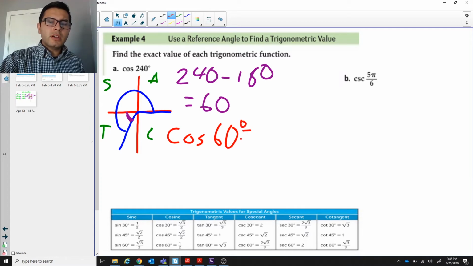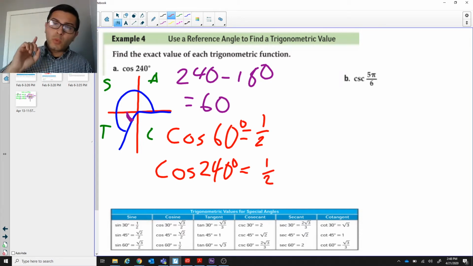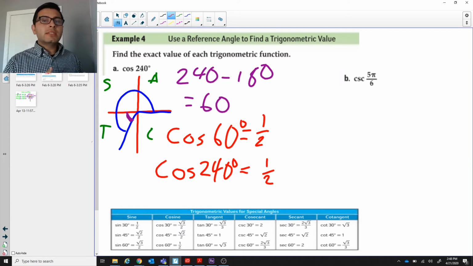Well, cosine of 60 degrees, if we look down below, is just 1/2. So we will say 1/2. How does that help us find our cosine of 240 degrees? Well, let's write that down. Cosine of 240 is going to be the exact same as its reference angle, which is 1/2. But there is one more step. We need to know, is it positive or is it negative?